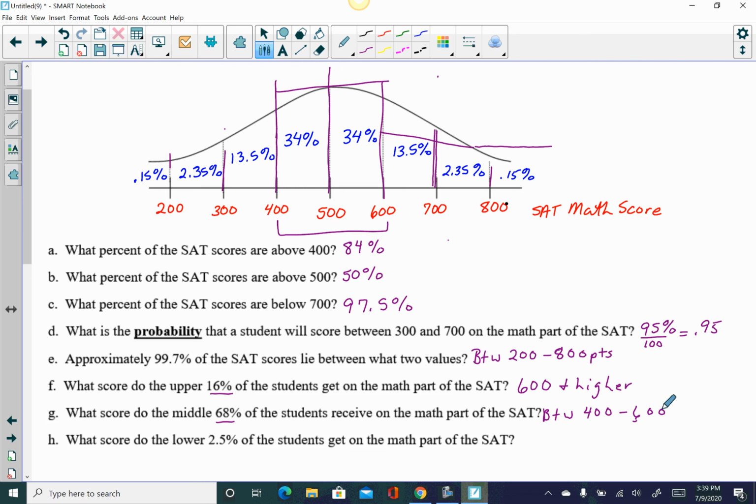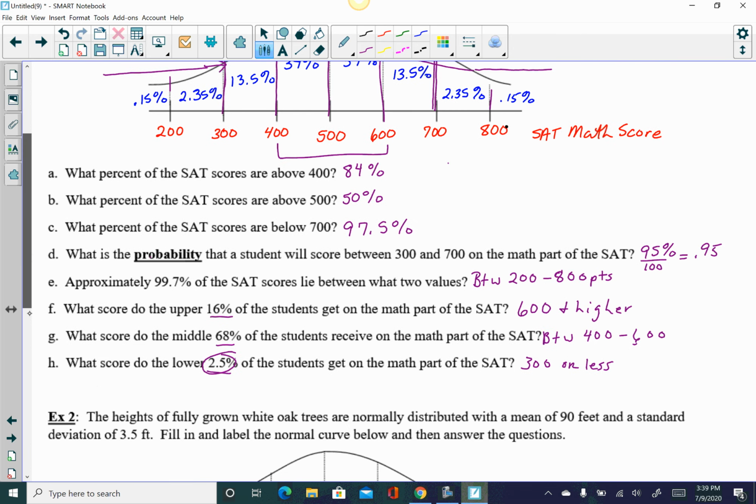And then lastly, in part H, what score do the lower 2.5% of the students get on the SAT? So here's your 2.5%, so since they say lower, start from the bottom here and add until you get to this percentage. So I would add until I get right there. So that would be a score of 300 or less. Again, you can't say 200 to 300 because that's only 2.35%. I want a full 2.5%. So a score of 300 or less.